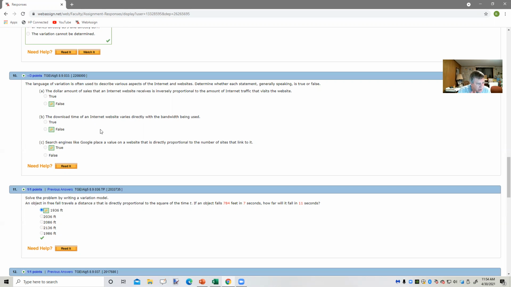All right. Search engines like Google place a value on a website that is directly proportional, that is, varies directly, to the number of sites that link to it. So if you've got a website that's linked to a whole bunch of sites, would that be more valuable to a search engine like Google, or less valuable? More valuable. So does the value vary directly with the number of sites linked to? Yes. So that would be true.